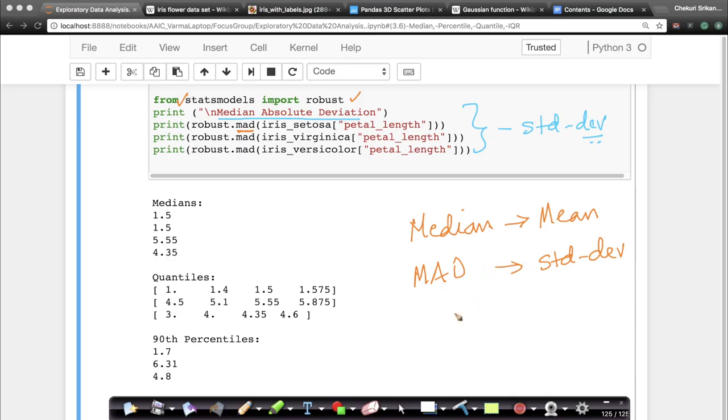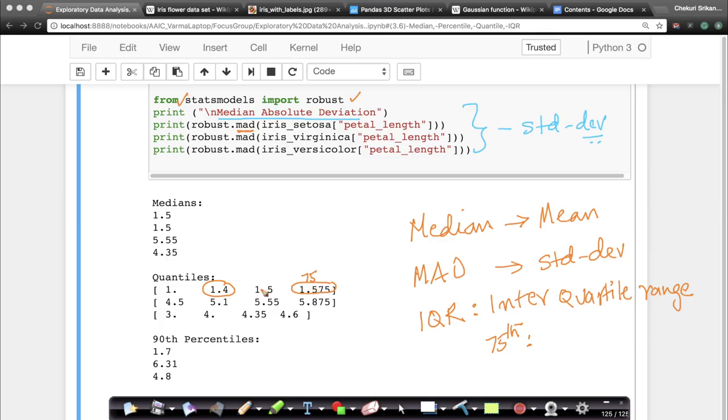There is one more related idea called IQR. IQR stands for interquartile range. Okay? We'll see why IQR is useful a little later when we start plotting some of this. IQR is nothing but, take the 75th percentile value. So let's take this, your 0, 25, 50, 75. This is your 75th percentile value for setosa petal lengths. This is your 25th percentile value.